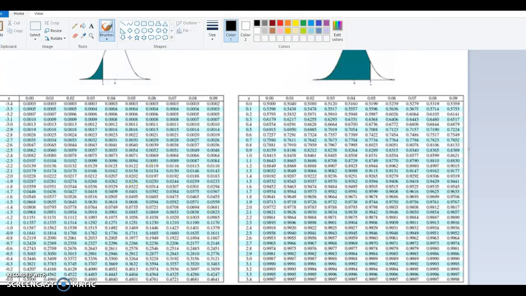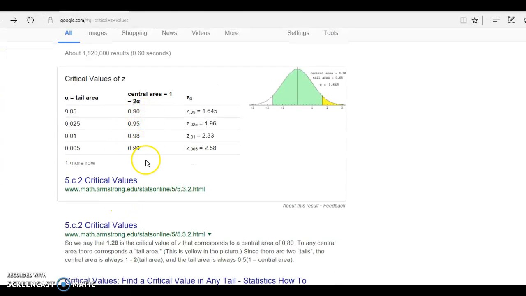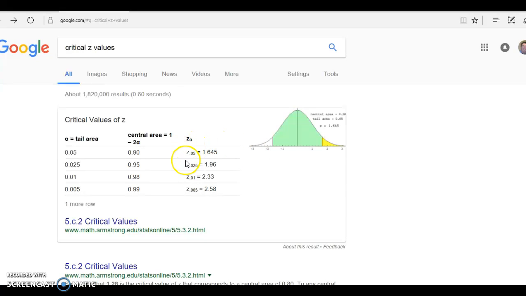Now you can also just go to Google and type in critical z-values, and it'll give you a whole bunch of them for common confidence intervals. For a 99% interval, you'd use 2.58; 98%, 2.33; 95%, the one we just found, is 1.96; 90%, 1.645. You could just go find the critical values, but I would definitely memorize a couple of these and have them on hand, so that you don't have to look them up in the table. I'm also going to show you where to get them off your calculator.